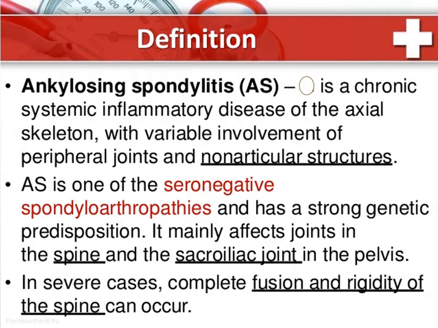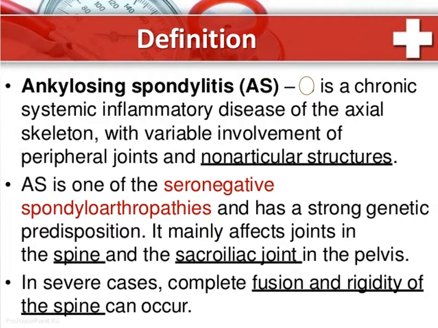The definition of ankylosing spondylitis, in short form they call it AS, is a chronic systemic inflammation. The word systemic means it includes most of the body parts, or many of the body parts are inflamed or affected. And the word chronic means a longer duration. So it is a chronic systemic inflammatory disease of the axial skeleton, which is mainly the spinal cord, with variable involvement of peripheral joints as well and non-articulating structures.